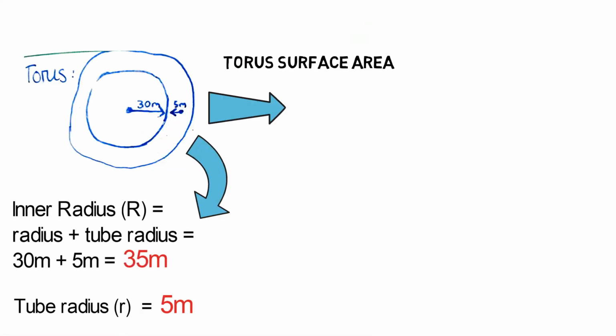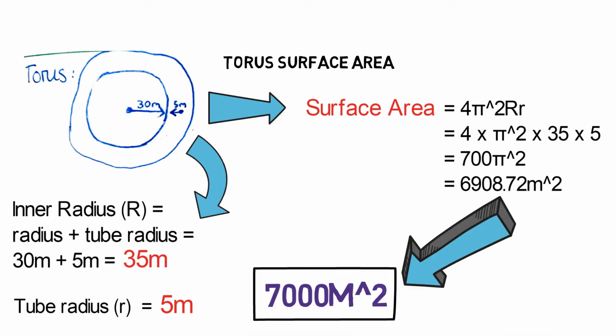The formula for the surface area of a torus is 4π²Rr. Inserting the values, the equation results in a surface area of around 7,000 meters squared.